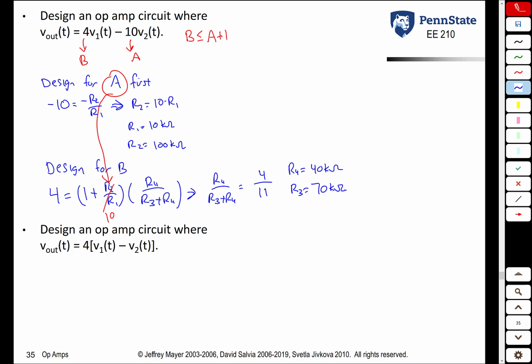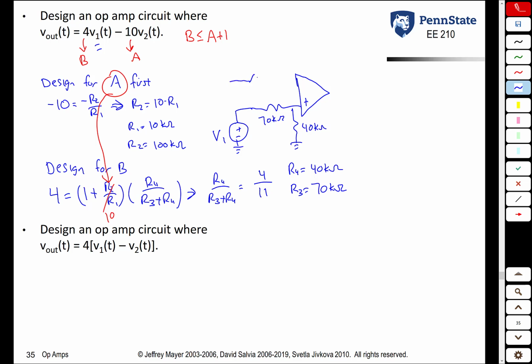So if you were to draw this, the non-inverting terminal gets connected through R3 and R4. R4 gets connected to ground. There's our 40 kiloohm resistor. R3 is here. And then connected to the other end of that is our input, in this case V1. This is the input that's not getting inverted.